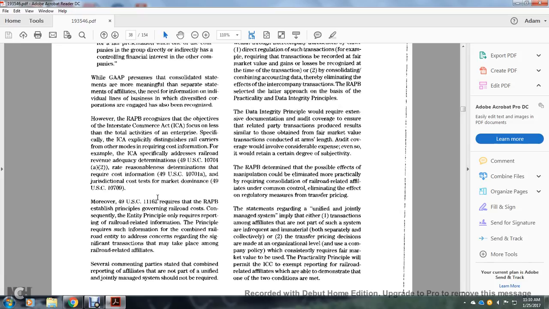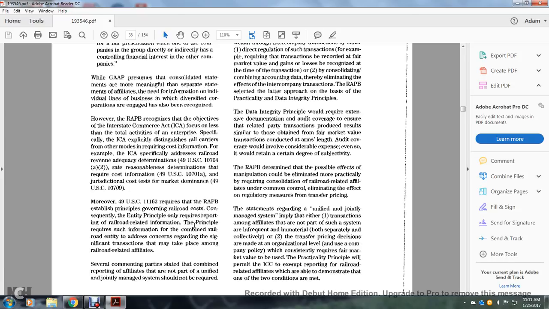Specifically, the Interstate Commerce Act explicitly distinguishes the rail carrier from other modes by requiring cost information. For example, the Interstate Commerce Act specifies the direction of railroad revenue adequacy determined in Title 49 U.S. Code 10704(a)(2), that the rate reasonableness determination consists of the information in Title 49 U.S. Code 10701, and the jurisdictional cost test of market dominance in Title 49 U.S. Code 10709. Moreover, Title 49 U.S. Code 11162 requires the Railroad Accounting Principles Board to govern railroad accounting, and consequently the principles require reporting of railroad-related information.